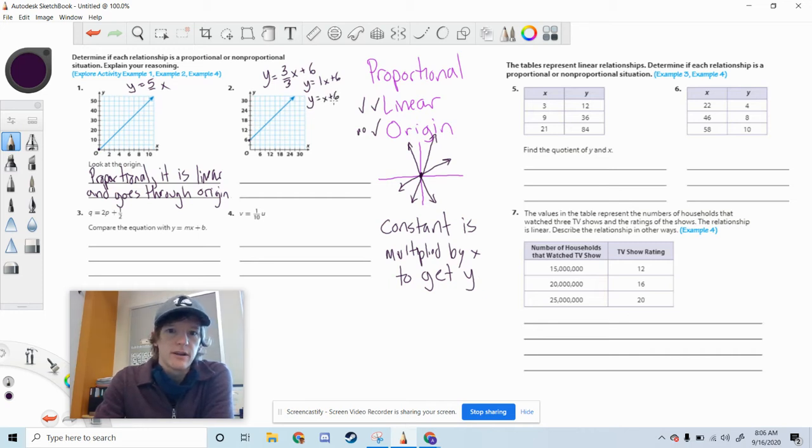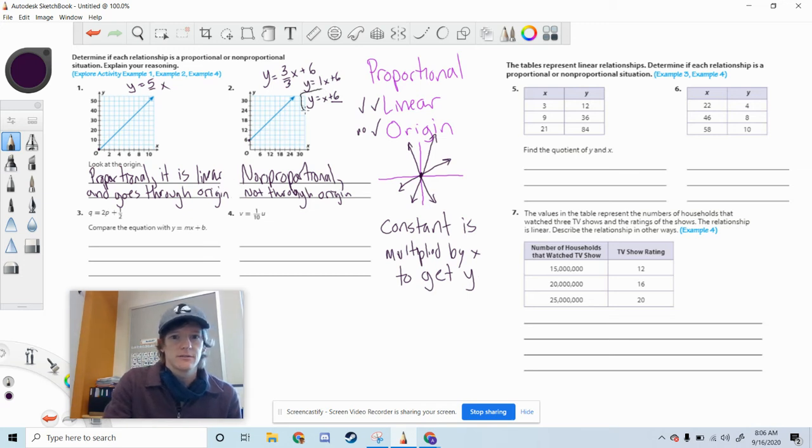We don't really need that equation, but seeing that it starts on 6, it has a different initial value than the origin. This is non-proportional, not through origin. Number 3, for similar reasons, similar rationale we had up here where we had something added, it's an equation that's not in the form y equals just kx. It doesn't just have a constant.